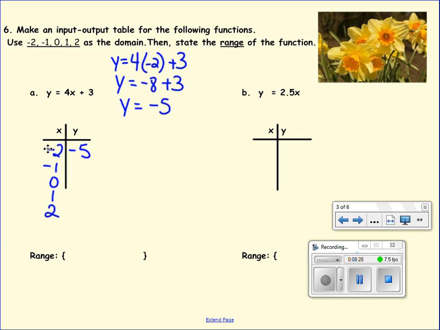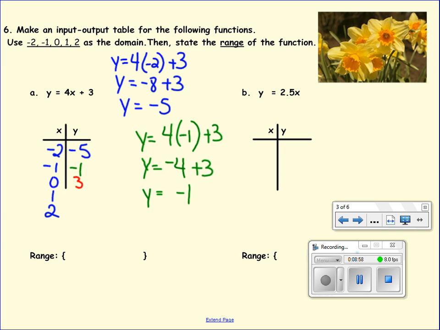Next example. 4 times -1 plus 3. y is equal to -4 plus 3. y is equal to -1. If 0 is my input, 4 times 0 is 0, plus 3 would be 3. So we could do that one in our head.